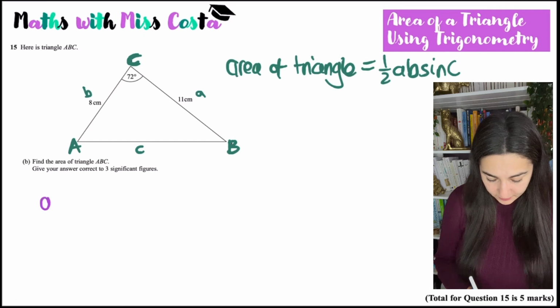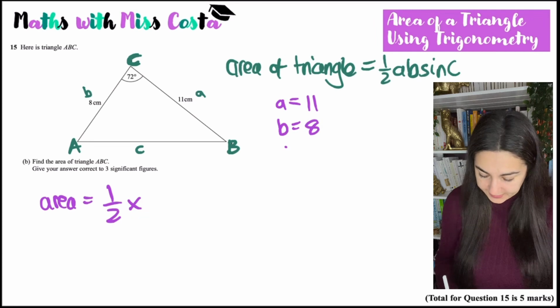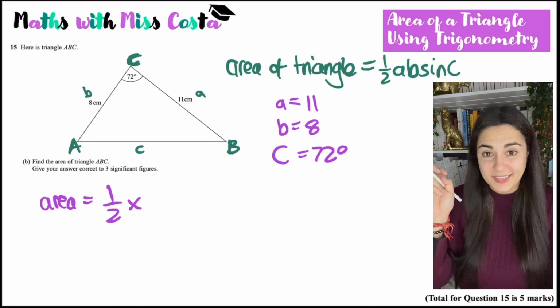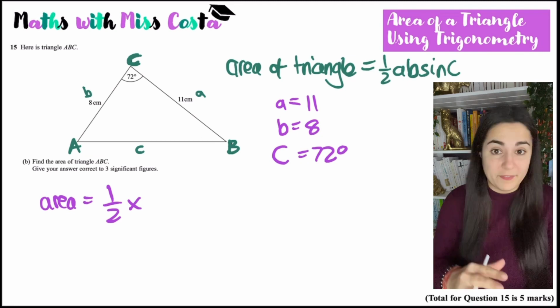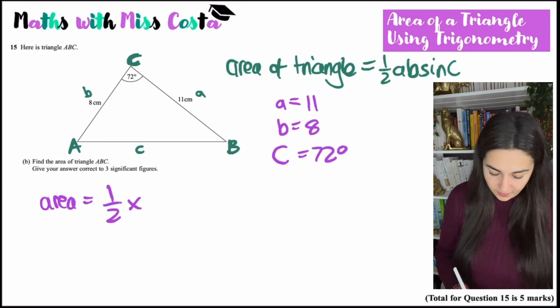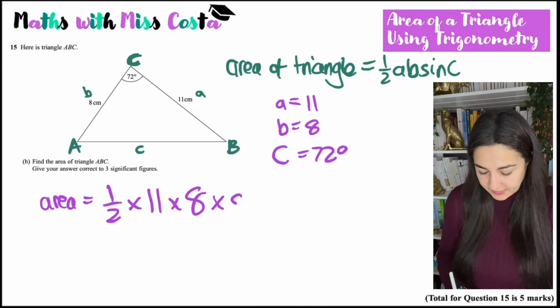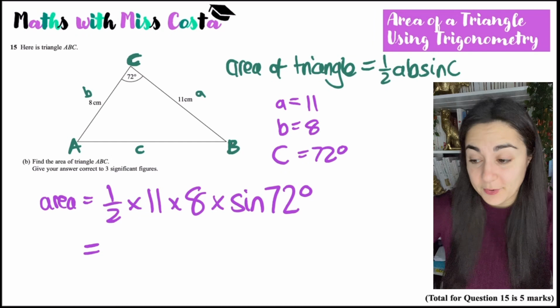So the area would be a half times A. So let's just write them out again. A in this case is 11. B is 8. And big C is 72 degrees. Now this is why it's really important, because remember in the last one, the big C, the angle was A. It doesn't matter. Just rewrite it for whatever suits you, as long as each angle corresponds to its opposite side. So half times A, which is 11, times B, which is 8, times sine C, which is 72 degrees.